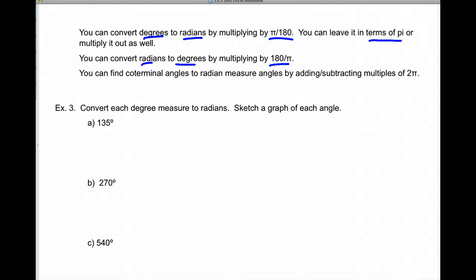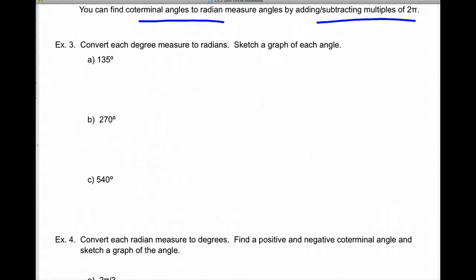And then finally, we kind of got to go back to where we came from, where we were finding coterminal angles. I hadn't defined coterminal angles that were in radians, so we're going to do that. And you're just going to do that by adding 2 pi's or subtracting 2 pi's, because that's what gets you all the way around.